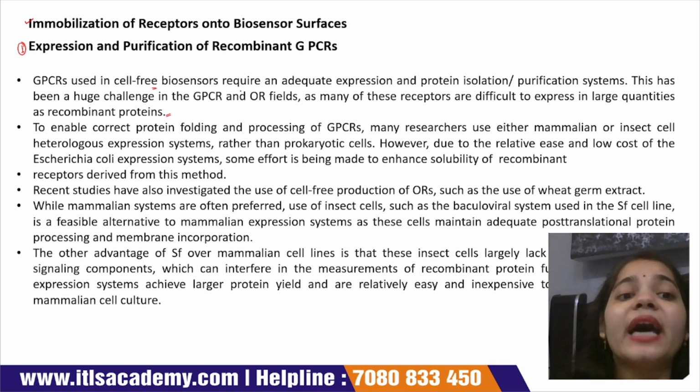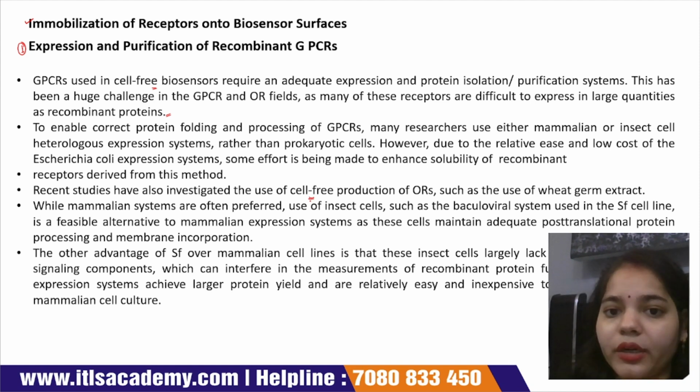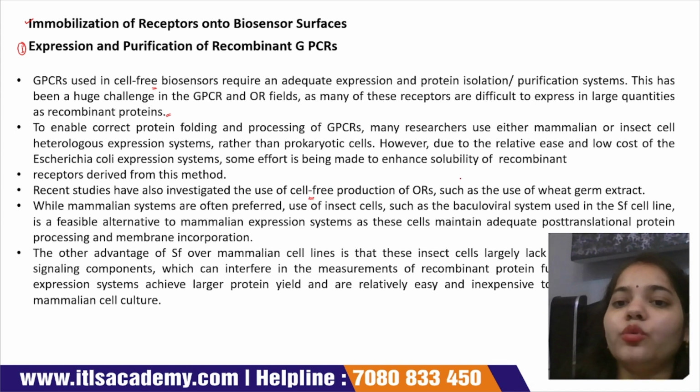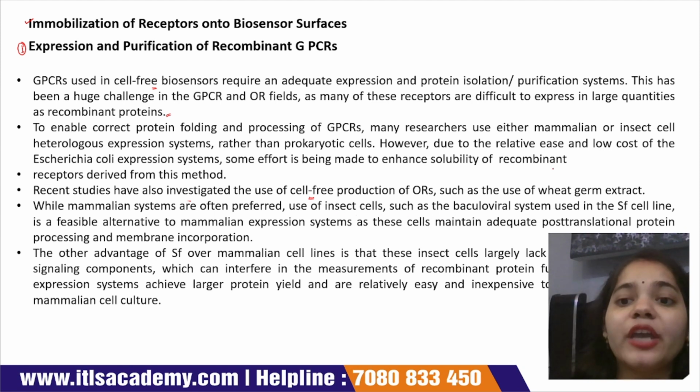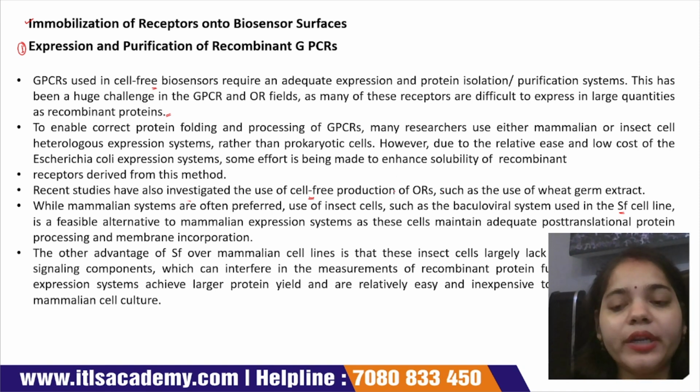Okay. Recent studies have investigated the use of cell-free production of olfactory receptors, such as the use of wheat germ extract. While mammalian systems are often preferred, use of insect cells such as the baculovirus used in the Sf cell line is a feasible alternative to mammalian expression system, as these cells maintain adequate post-translational protein processing and membrane incorporation.